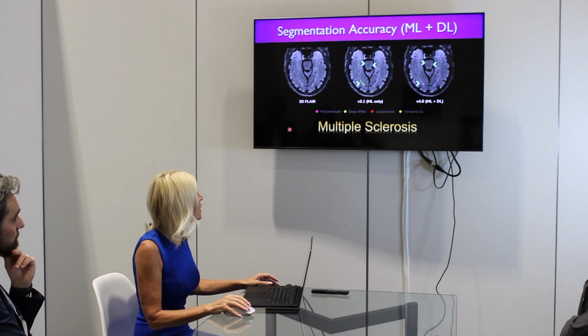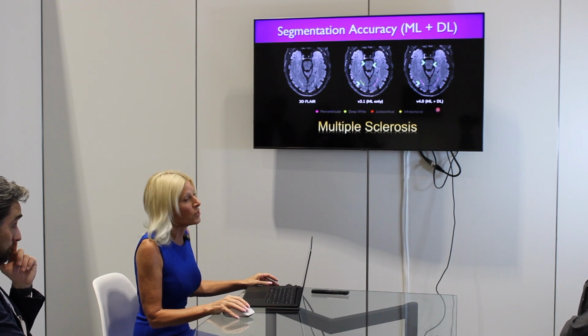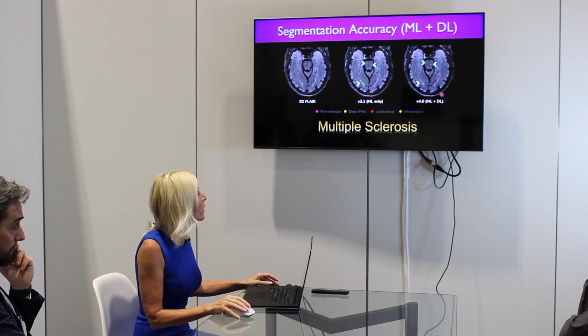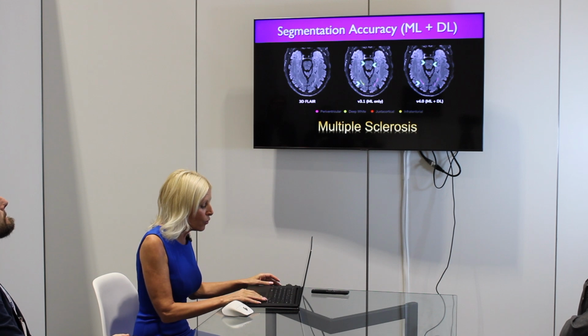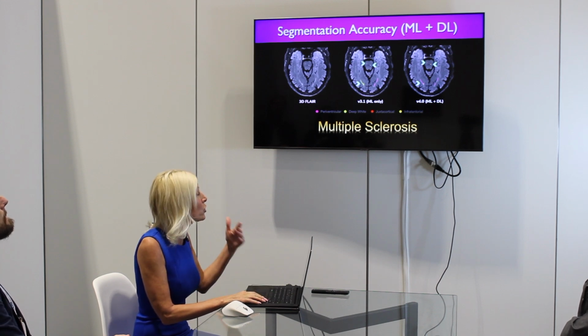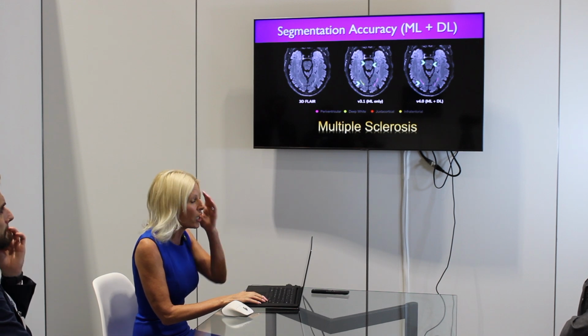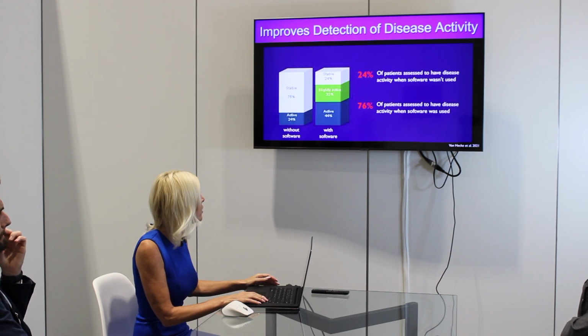So the segmentation of the lesions has dramatically improved in the years since I've been using it. We now incorporate deep learning in addition to machine learning. And we're now on version 5, and you can see here now these little plaques in the pons were picked up. So again, really amazing evolution of the software that I've seen. So Cortex is doing a great job of making sure that the segmentation is accurate.